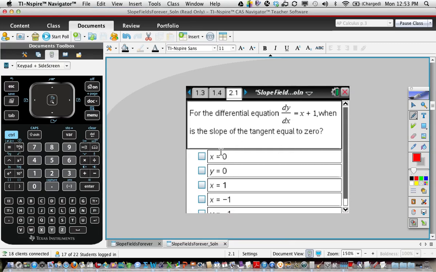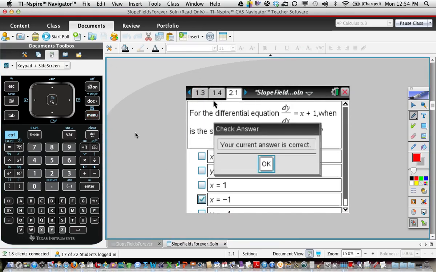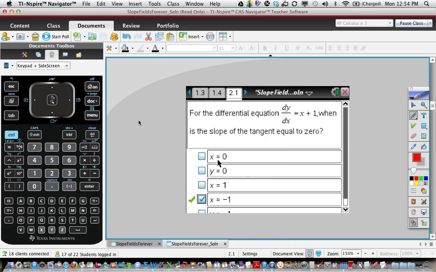Actually, if you do it on your calculator, you can check your answer. Once you click in the box and make your selection, you can go to menu and check your answer. See if you got that. Okay, what'd you get? -1, right? The slope will be 0 when x is -1. Go over here to the menu, check our answer. Yay, we got it right.